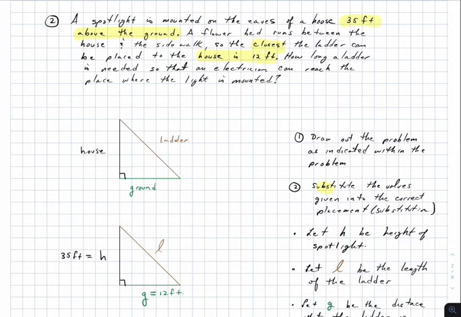So when I read that whole problem out, the things that I looked for and the things that I was reading to myself were 35 feet above the ground, and the closest it can be is 12 feet from the house. Everything else is kind of informative, but not specific to the language of math. And that's what we're trying to get at.